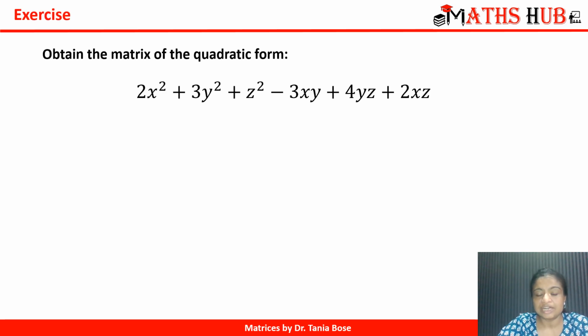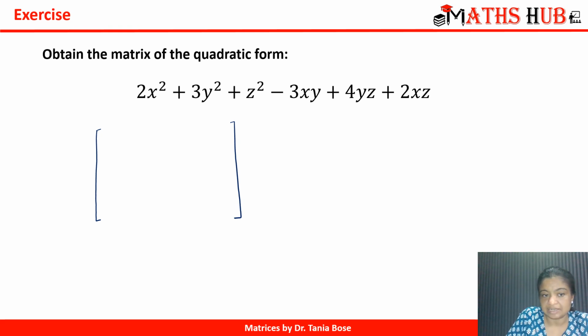So now let us try to do this question. You have the quadratic form as 2x squared plus 3y squared plus z squared minus 3xy plus 4yz plus 2xz. So let us assume that these positions are x, y, z. And now very comfortably you can just compute the values of x squared. So the coefficient is 2, the coefficient of y squared is 3, and the coefficient of z squared is 1.